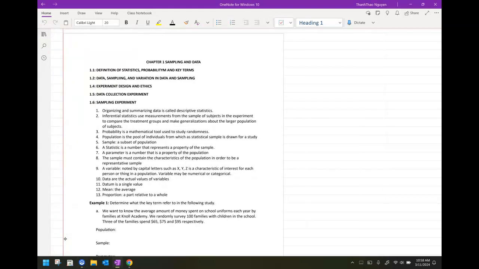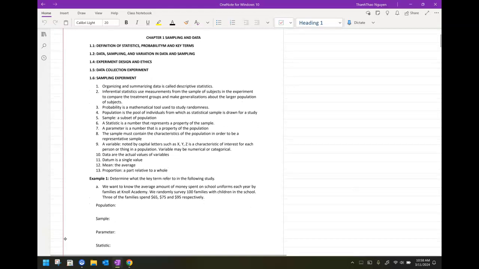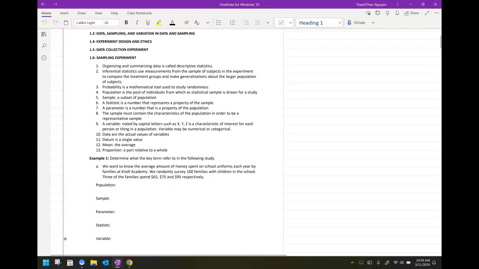Chapter 1, Sampling and Data. In this chapter, we will cover the definition of statistics, probability, and key terms. Then we will cover data sampling and variation in data and sampling, experiment design and ethics, data collection experiment, and sampling experiment. So here are some key terms.